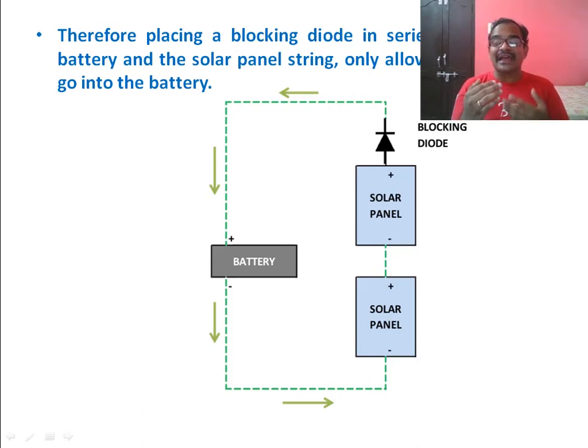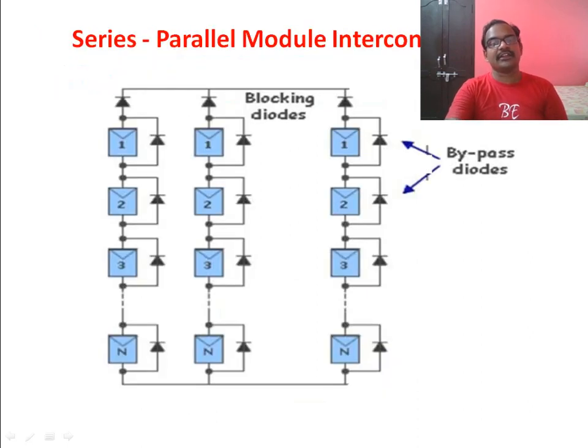Whenever, during the night time, the battery voltage exceeds the solar panel voltage, the flow of current reverses. The current will now start to move from the battery towards the solar panel, and this diode, which is kept in between these two, will act as reverse biased and turn off, and thereby acts as an off switch, and current will not flow through the solar panel. That's why the battery and the solar panel both are saved. That is about the blocking diode.